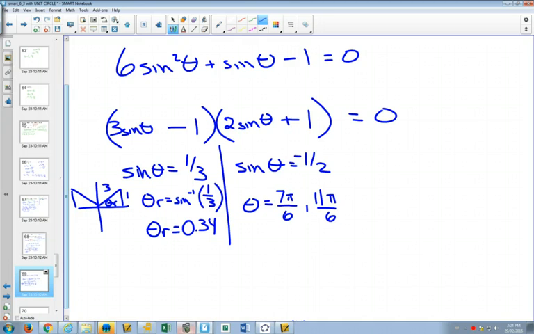If our reference angle is 0.34, what are our angles? Does it make sense that in quadrant 1 it will also be 0.34? In quadrant 2, you would have to do pi minus the reference angle. So pi minus the reference angle, rounded to 2 decimal places, would be 2.80.